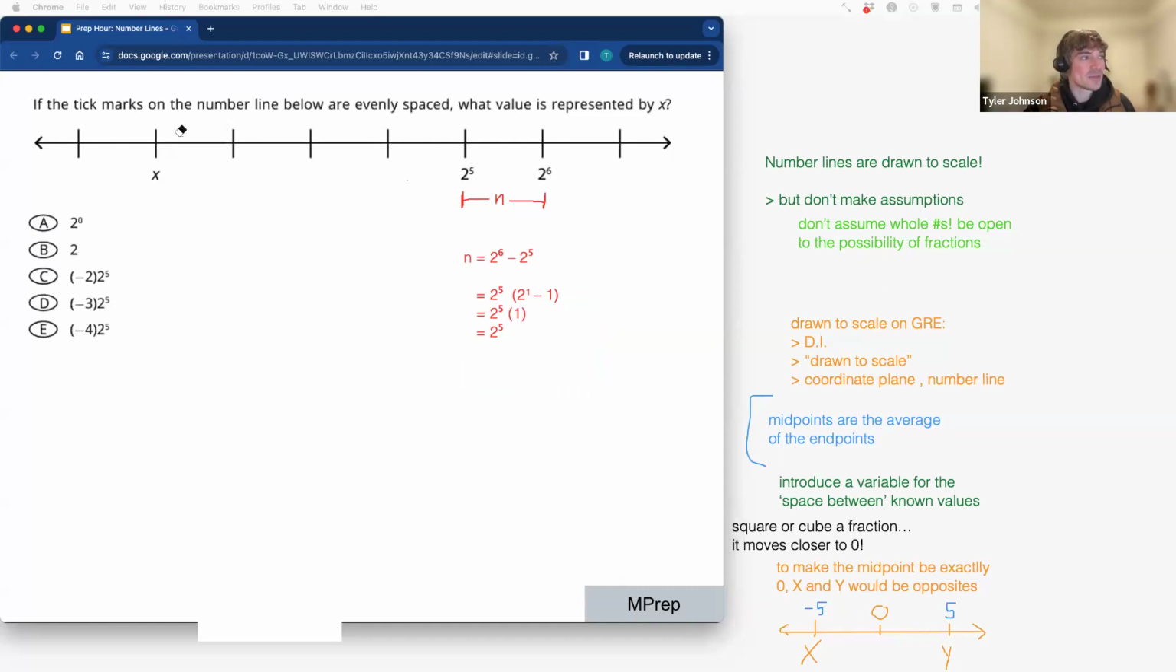But the question is not what's that space. We need to figure out what value is represented by x. To figure that out, I can start at 2 to the 5th and recognize I go 4 of those equally spaced ticks backwards. So it's 2 to the 5th minus 4n, and I know n is 2 to the 5th. And if you're a little confused at this point, recognize there's a hidden coefficient of 1 in front of that 2 to the 5th. So you have a single 2 to the 5th minus 4 2 to the 5ths. That is minus 3 2 to the 5ths if you simplify it. So your answer is D.